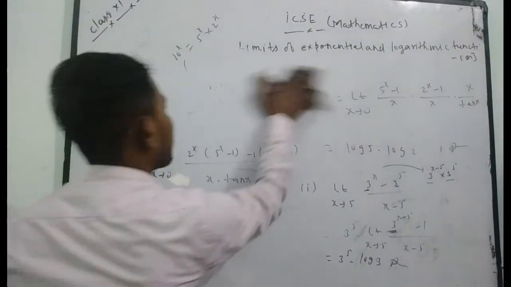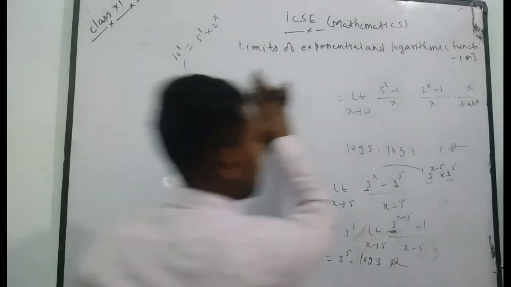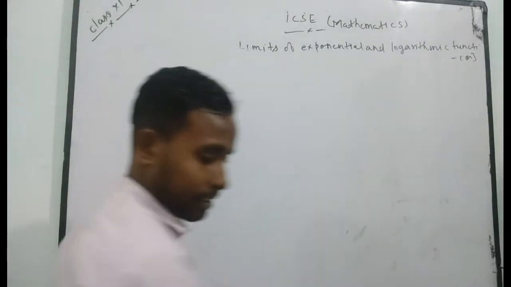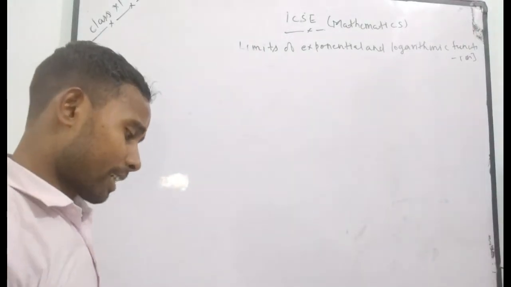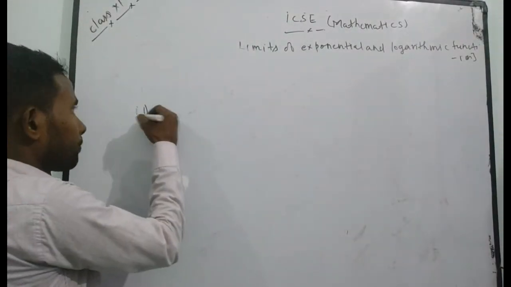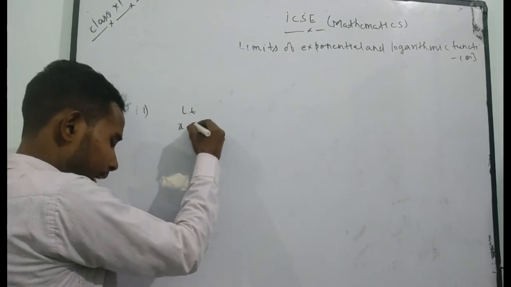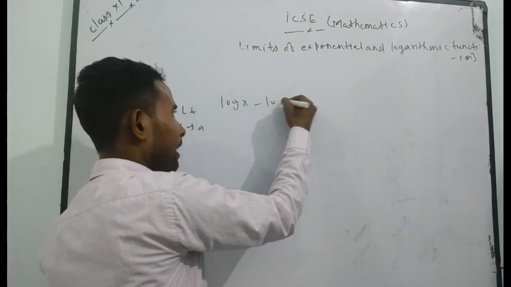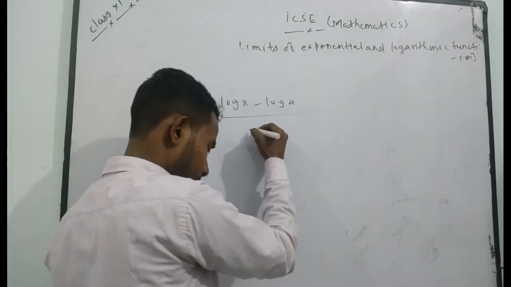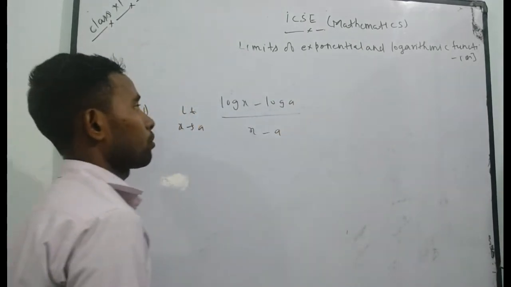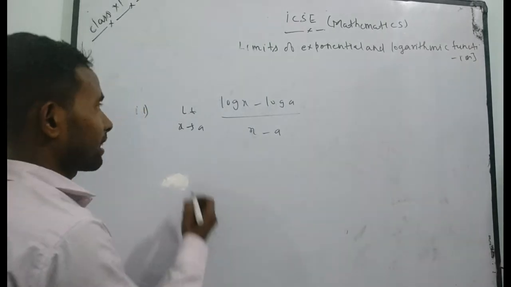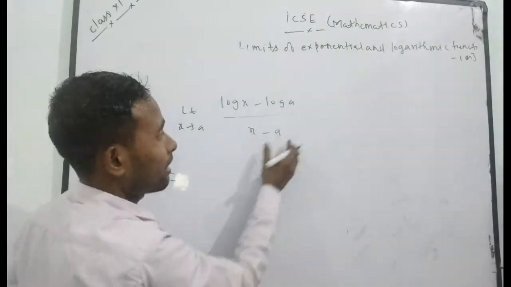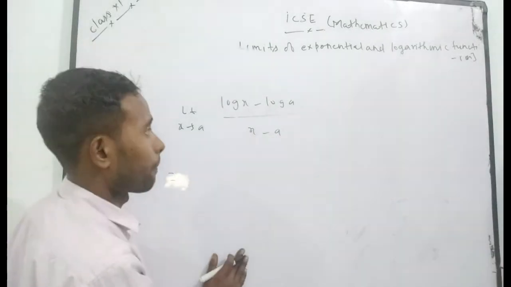Again, take the next problem. I think it is the last problem of this exercise. In the next exercise, next problem. Limit as x tends to a of log x minus log a by x minus a. How can you solve this problem? I want to firstly write it as log x minus log a by x minus a.